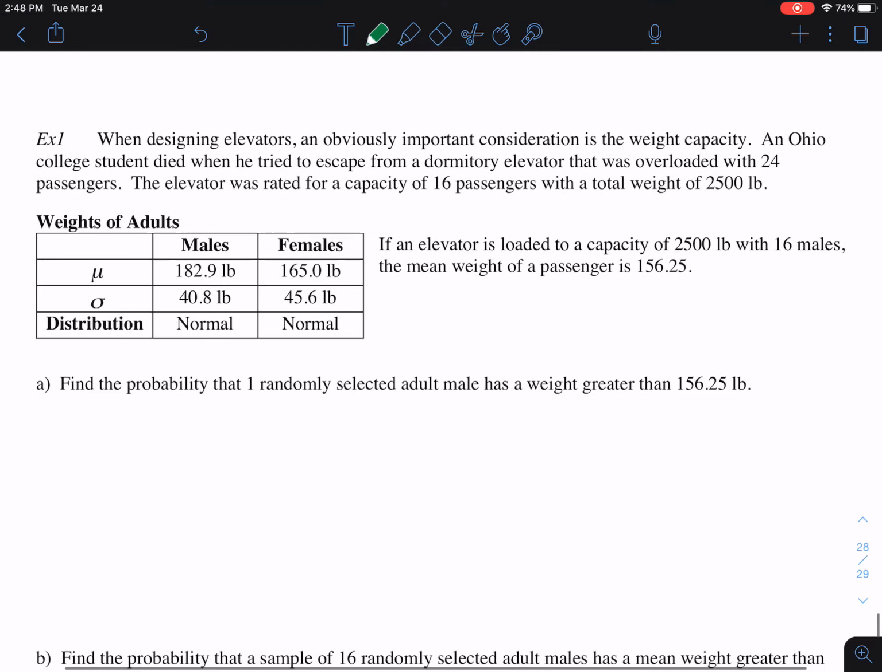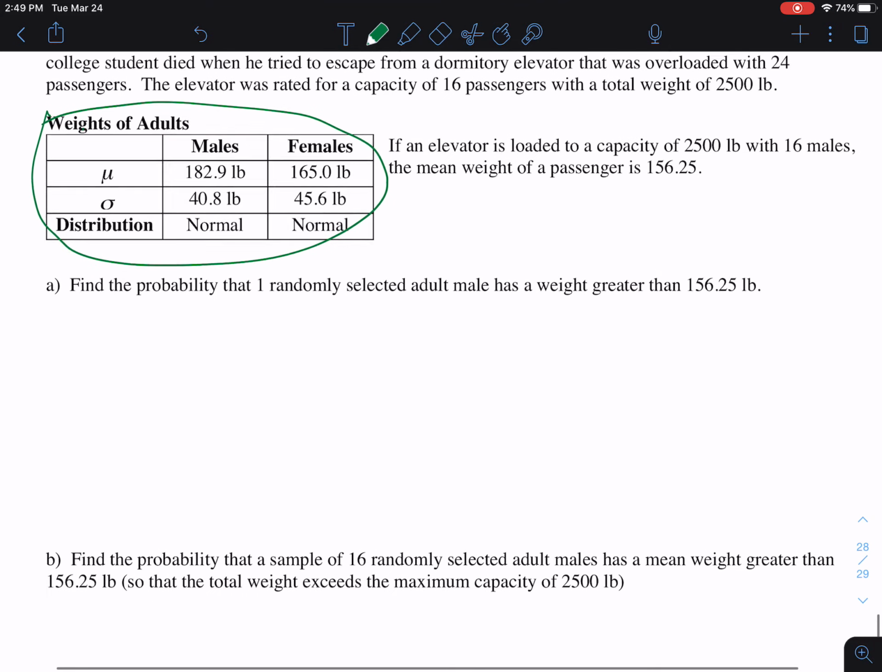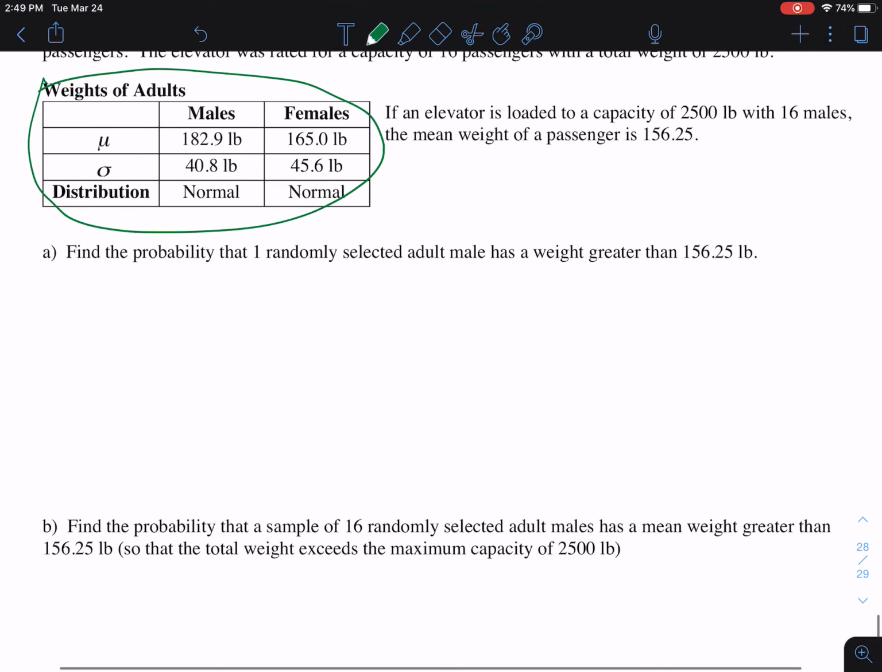So what this problem is saying is that some data is given. This is the data set here, and it could be recent data or from 10 years ago, I don't know when it was collected. We're given the distribution of the weights of adult males versus females, and we're also given that the distribution of those two data sets is normal. So using the probability of one person selected, we figure out the chance that a group of people has an average mean that exceeds a certain weight.